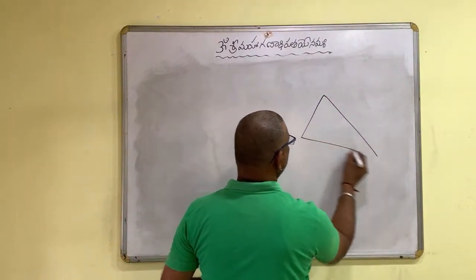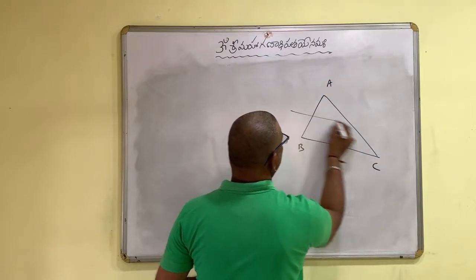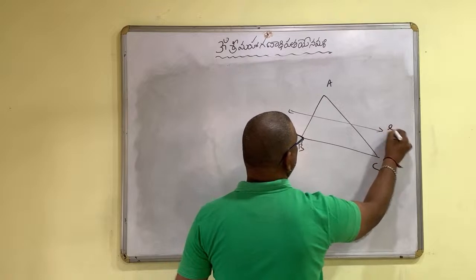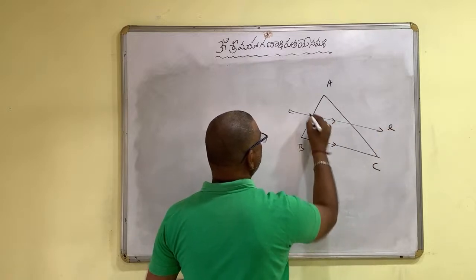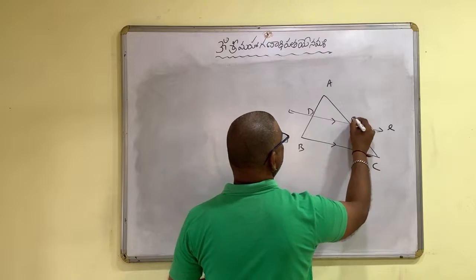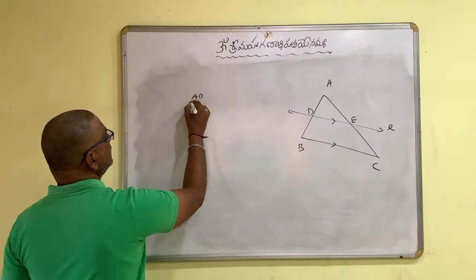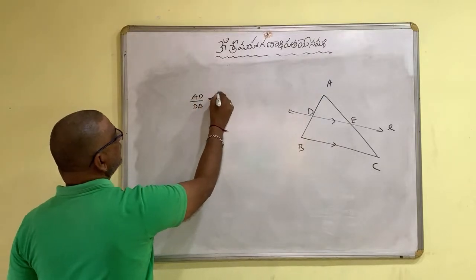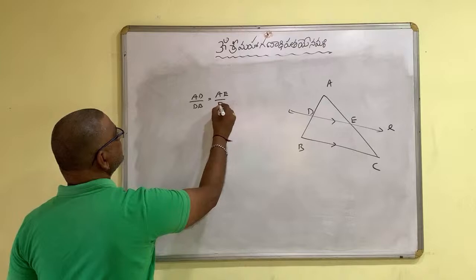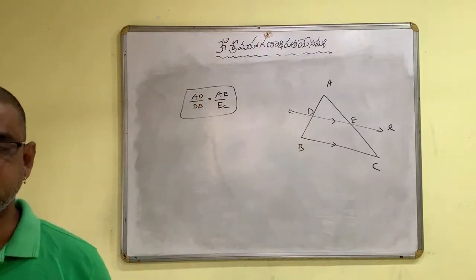There is a triangle ABC and there is a line L drawn parallel to BC intersecting AB at D, AC at E. Then by basic proportionality theorem, AD by DB equals AE by EC. I told you this one yesterday.